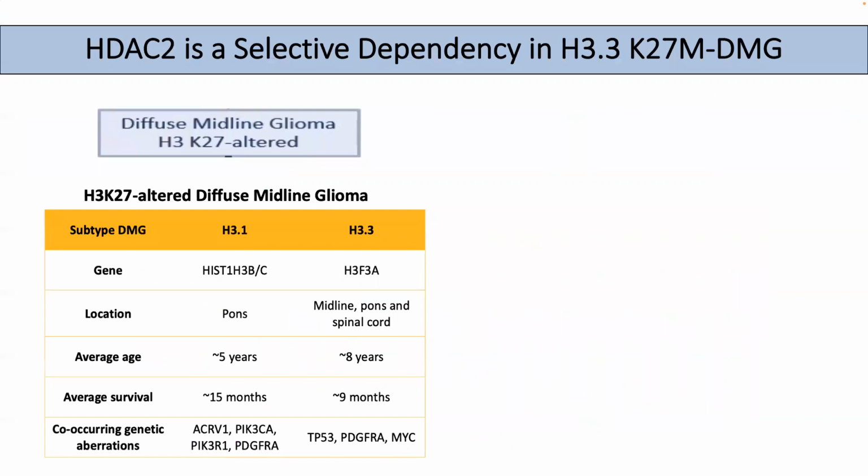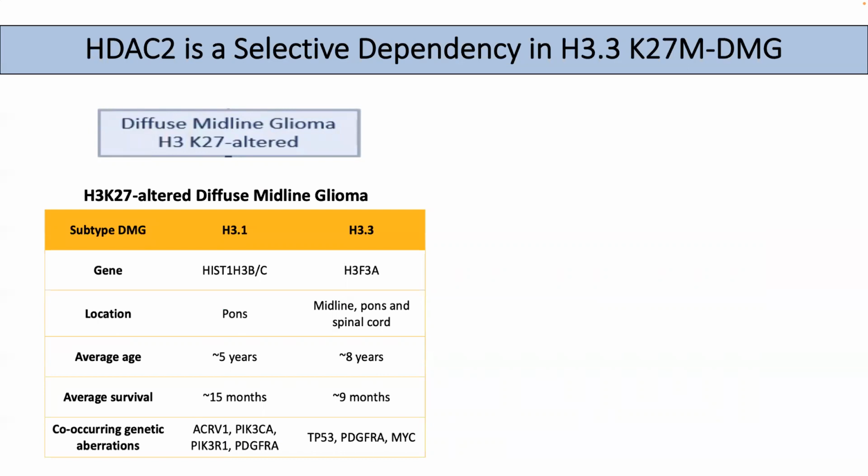So lastly, in the current WHO classification, H3K27-altered DMGs are considered a single entity, but as we well know, the H3K27 mutations can exist in either H3.1 or the histone H3.3 protein. And it's important to note that these tumors do show differences in clinical features such as location, age, survival profile, and also in co-occurring genetic alterations.